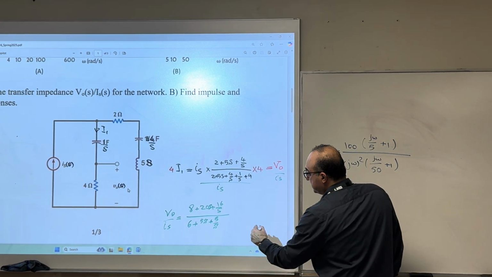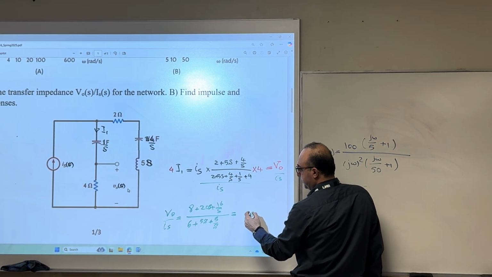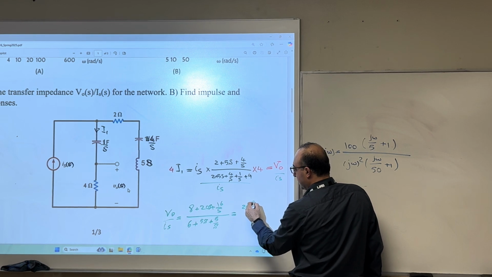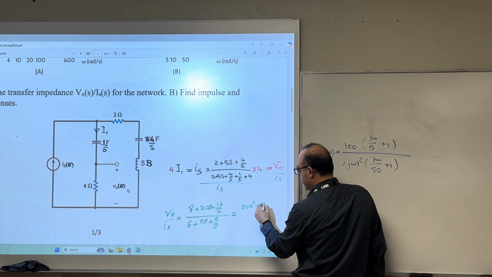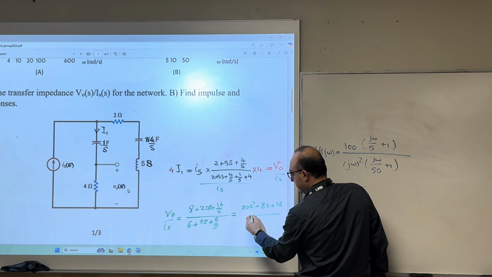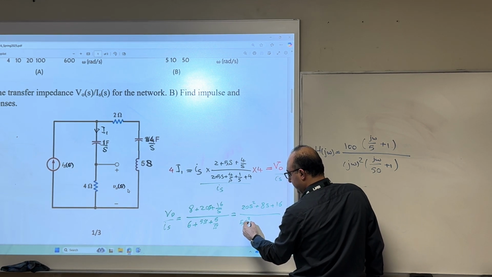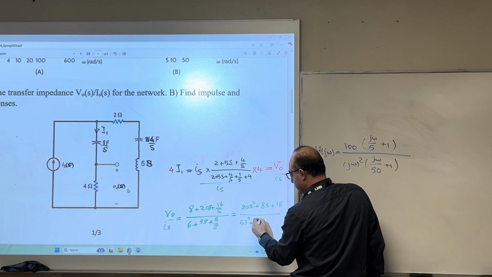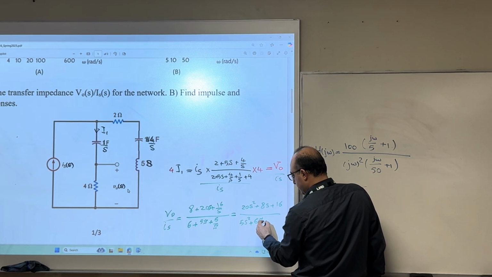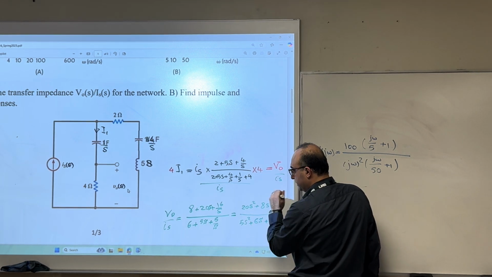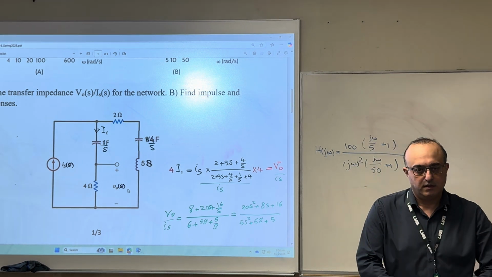If I multiply everything with S, it's going to be 20S2 plus 8S plus 16, over 5S2 plus 6S plus 5. This is a transfer function.